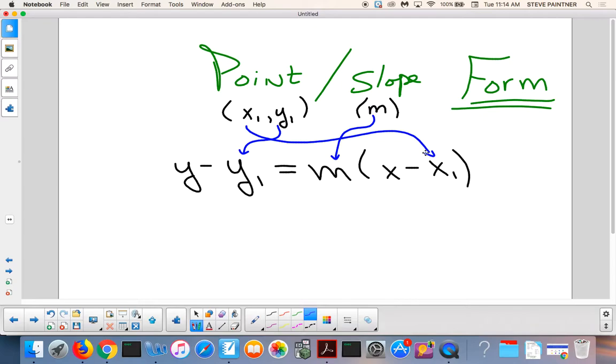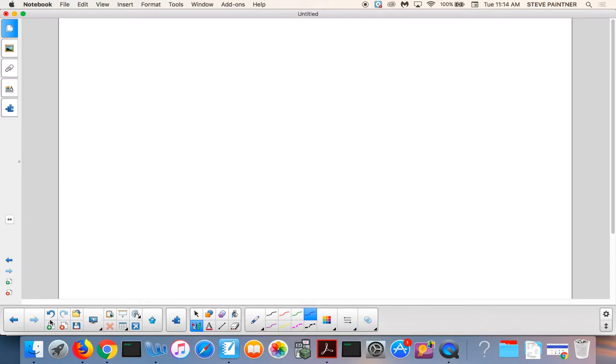Turn the page. Why are there so many forms for linear equations? Each form is useful in a certain way.